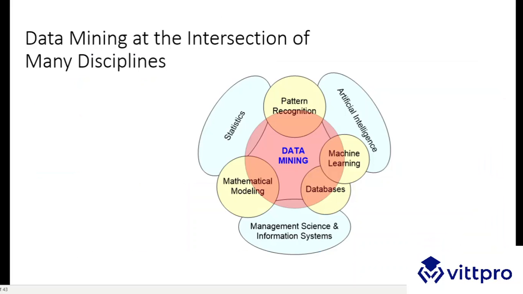So data mining sits at the intersection of many disciplines. It involves a lot of things. It includes mathematical modeling, statistics, regression analysis, permutation combinations, and time series analysis. It involves pattern recognition, machine learning, knowledge of databases, management science and information systems, and artificial intelligence. When all these intersect, that's data mining. This looks something like a Venn diagram, right?